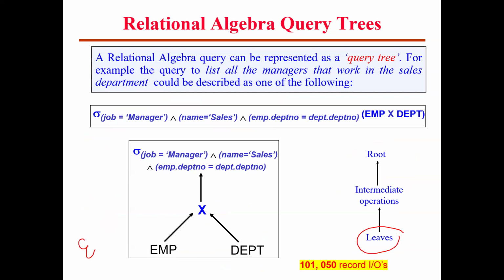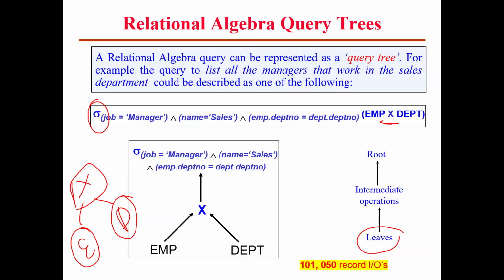We have the employee table, and this is one leaf, and we have the department table. This is another leaf. How are we joining them? We are joining them using cross product. And after we get this, what are we trying to select?